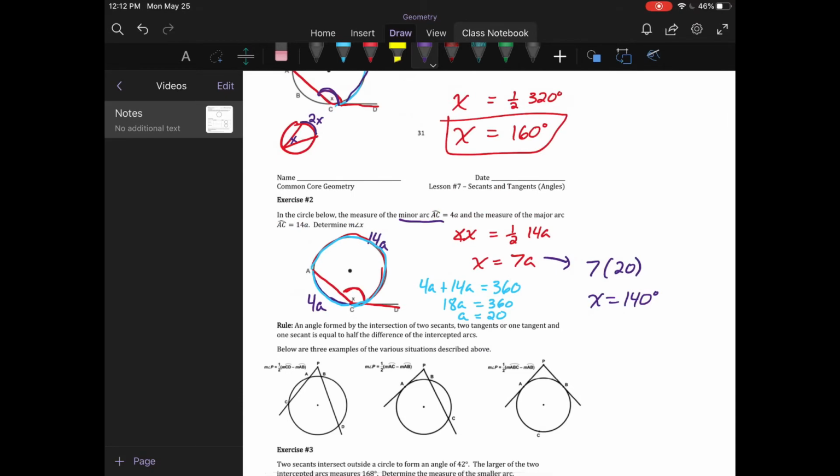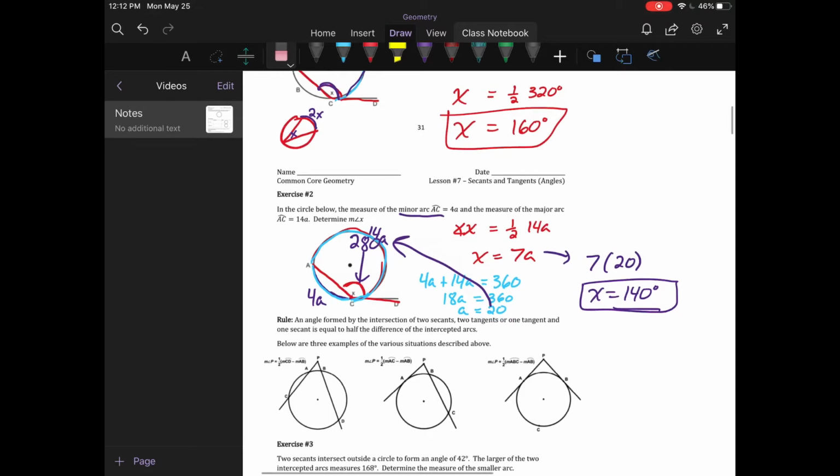There's a couple other ways you can do this too. If you wanted to take the 20 and plug that into 14A, then you would get the arc to be 280. And then you can divide that by 2 and get 140. That also works. With these, there's a lot of different ways you can do it because there's a lot of relationships here. But as long as you get this as your answer, then you're good to go.